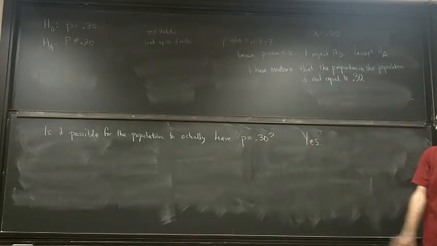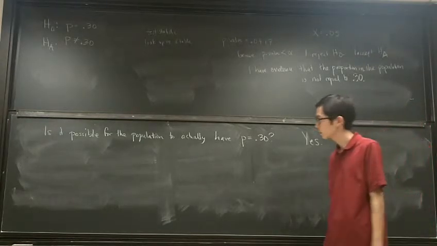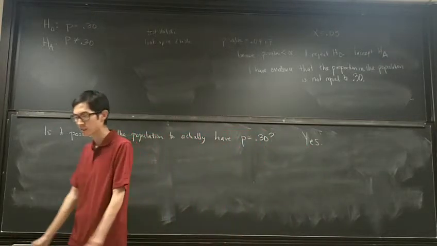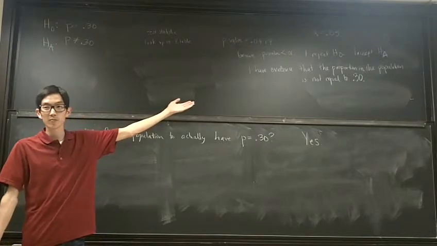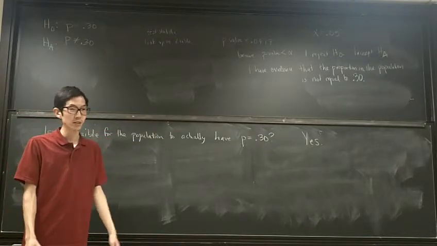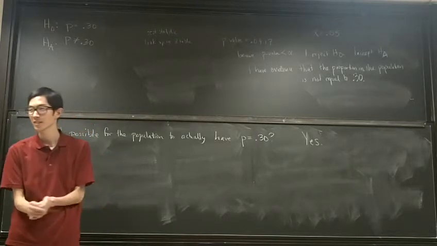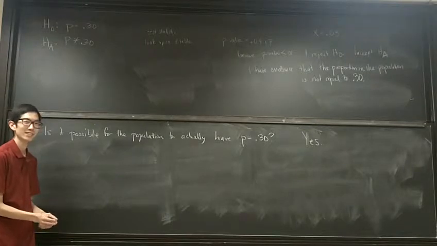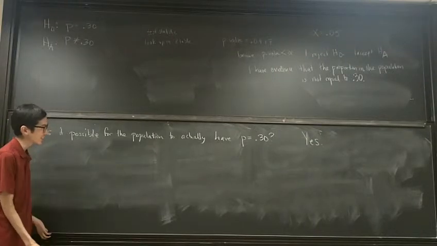All right, what does it mean if the population actually has a proportion of 30%? Why would I come to the conclusion that I have evidence that it's not 30%? Because that's what I said, right? Well, it's based off the sample. It's a possibility, but it doesn't mean it's true. It's not so probable, but it's not always outliers. Okay, I think we're saying some stuff here.